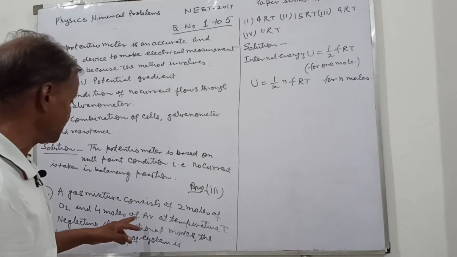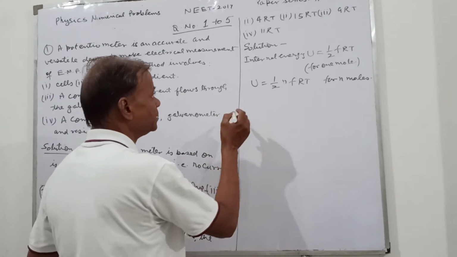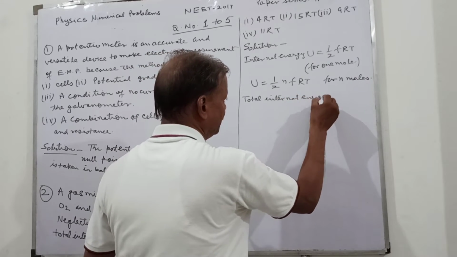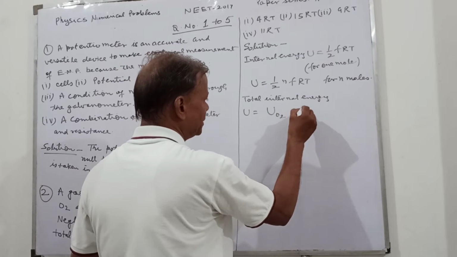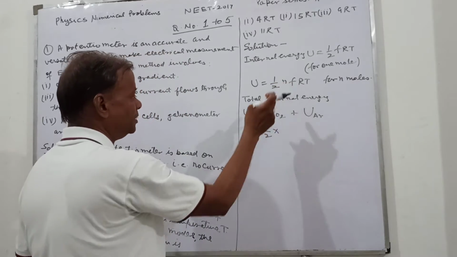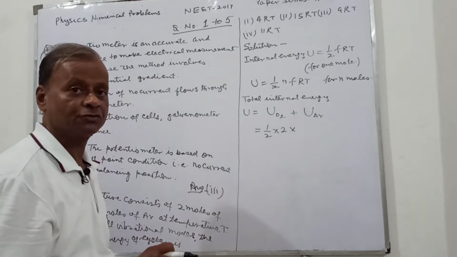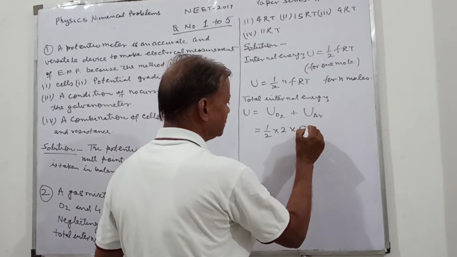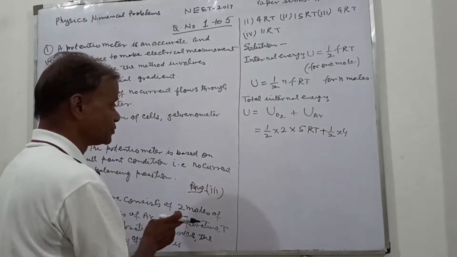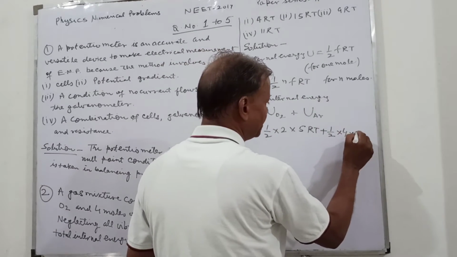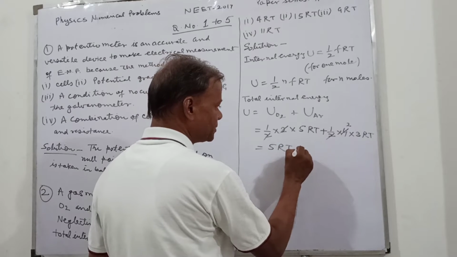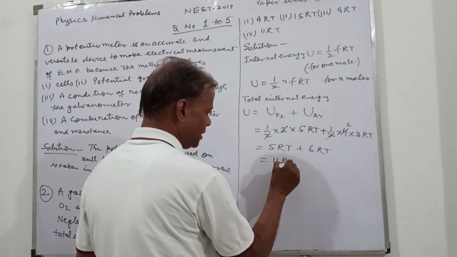Now we are given 2 gases, oxygen and argon, and you find the total internal energy. Total internal energy U equal to U oxygen plus U argon. U oxygen is equal to 1 by 2 n, number of moles is 2, F, oxygen is a diatomic gas so it will have 5 degrees of freedom, so this is 5, RT, plus 1 by 2, n is 4 for argon, 4 into the degree of freedom 3, RT. The 2 and 2 will cancel, so this is 5 RT plus 6 RT. So total is 11 RT.